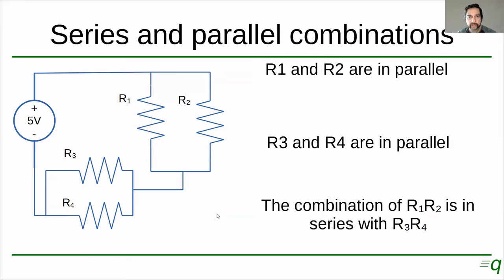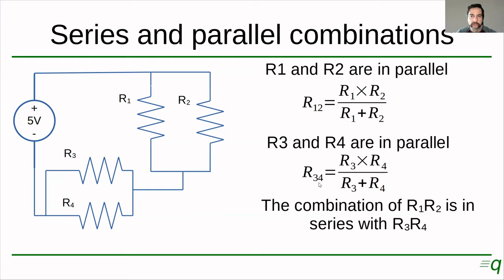All right. So if we want to calculate the equivalent resistance of this whole thing, we do this in parts. Because R1 and R2 are in parallel, we can calculate this R12 with the formula for parallel resistors for R1 and R2. We can do the same for R3 and R4, right? R34 is R3 times R4 over R3 plus R4. And that is the equivalent resistance of this block here.